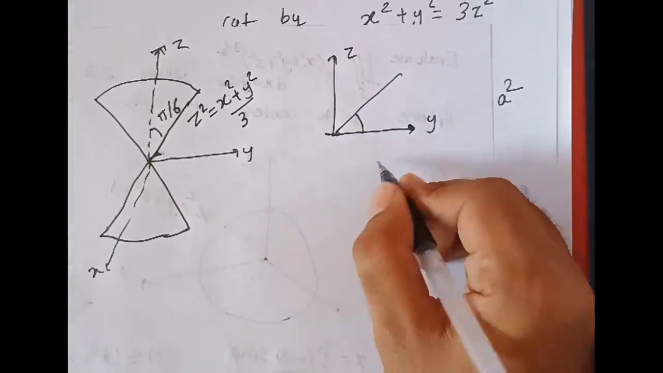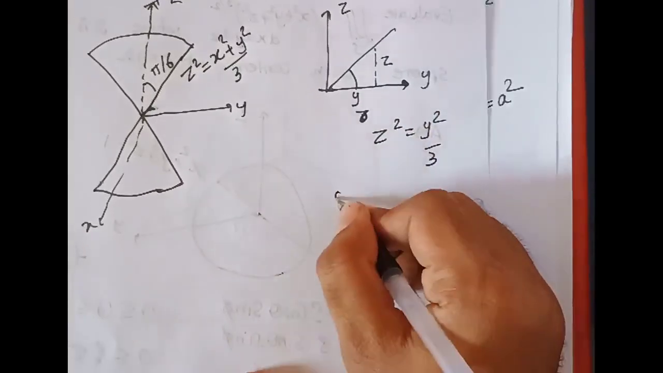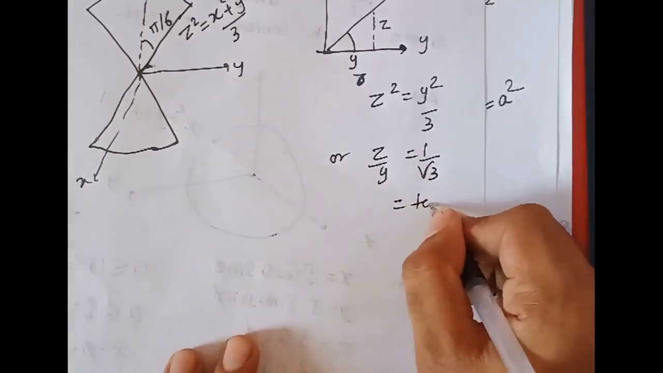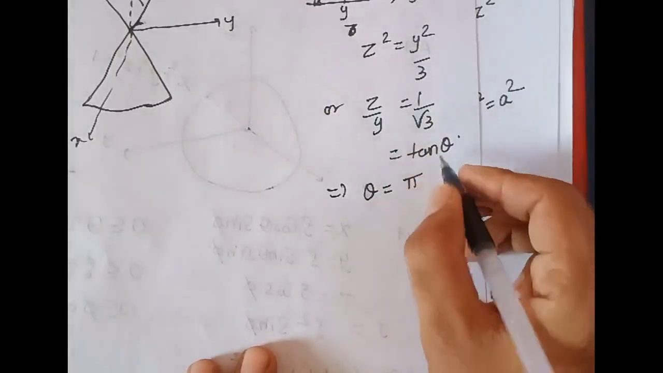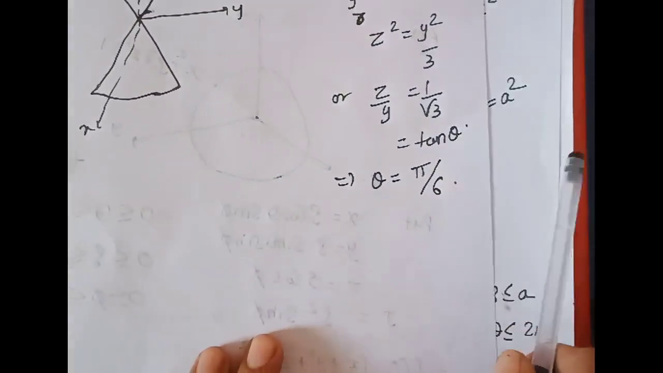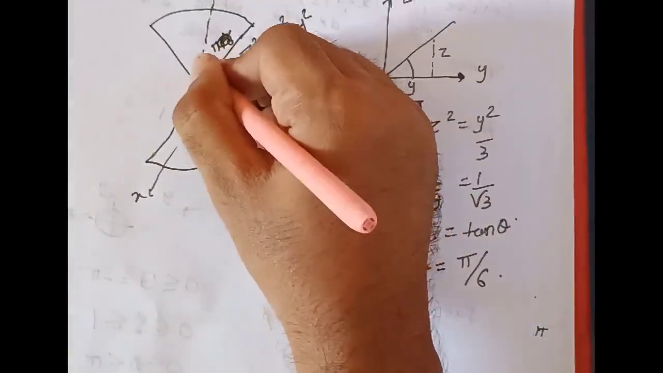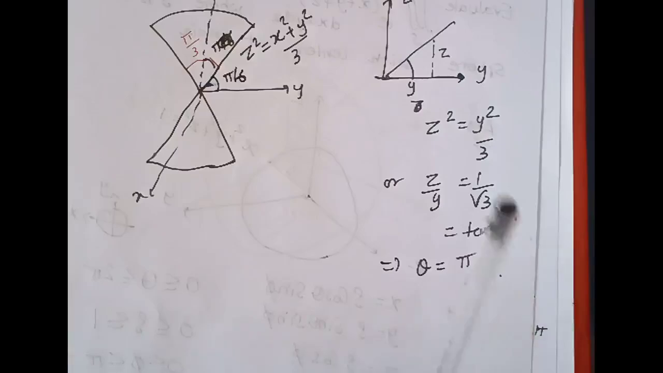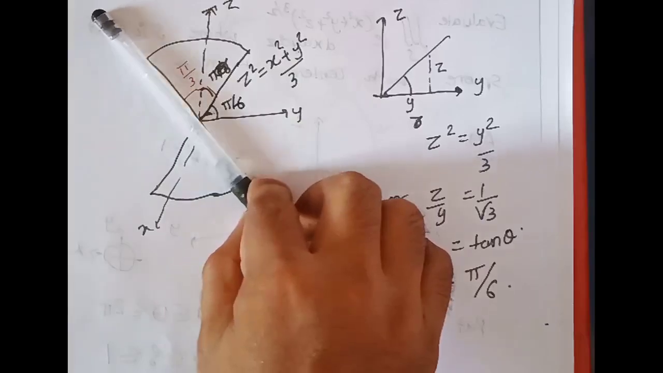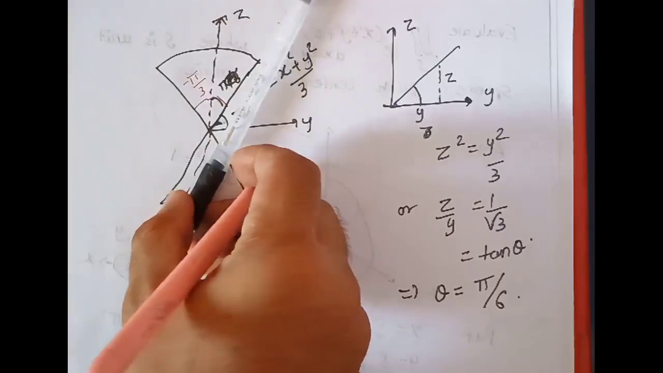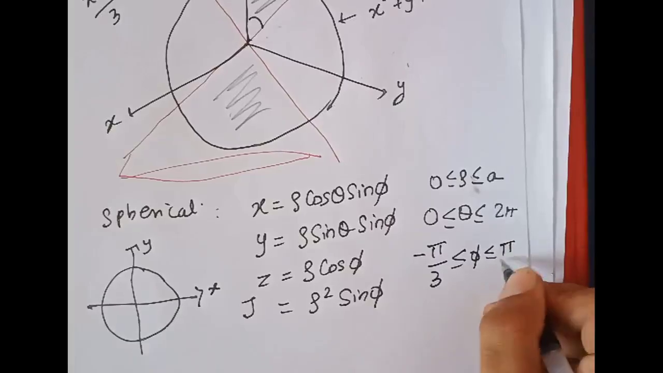So in the yz plane x is 0. If I try to evaluate z by y, we know that z square is equal to y square by 3, or z upon y is 1 by root 3, and that is same as tan of the angle. So when it is 1 by root 3, the angle is pi by 6. So this angle will be pi by 6, and naturally the other angle will be pi by 3. So we have to rotate from minus pi by 3 to pi by 3, because this is our z axis. With the positive direction of z axis, this angle is minus pi by 3, and this angle is plus pi by 3. Alright, so our phi will be minus pi by 3 less than phi less than or equal to pi by 3.